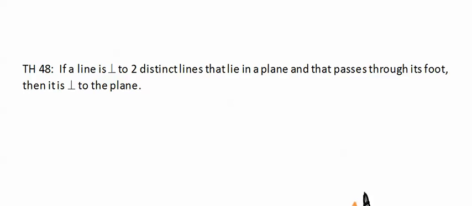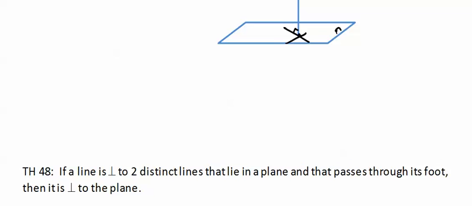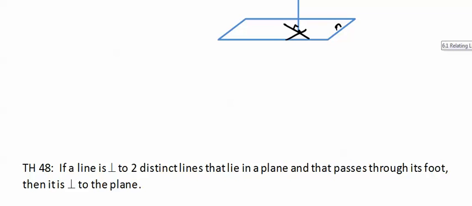The next is theorem 48, and it states if a line is perpendicular to two distinct lines that lie in the plane and passes through its foot, then it is perpendicular to the plane. Looking back at the diagram, this should make some sense as well. The only reason why it needs to be perpendicular to only two distinct lines, if we remember in the last section, is that two distinct lines determine a plane. So if the line is perpendicular to the lines, then it really is perpendicular to the plane itself.